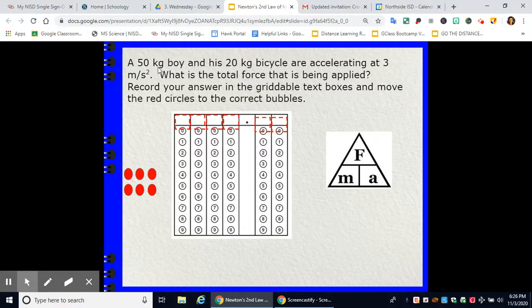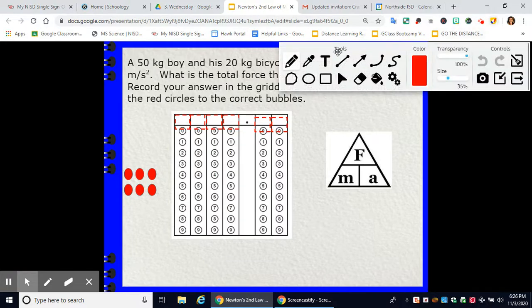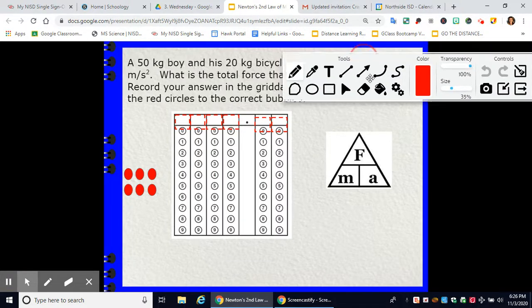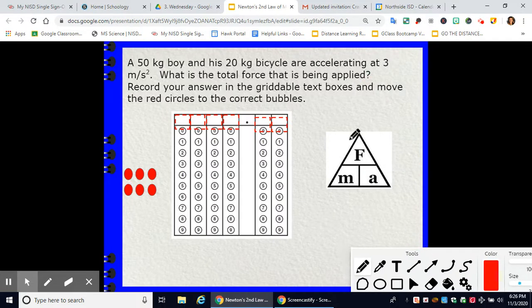A boy, 50 kilograms, and his 20 kilogram bicycle are accelerating at 3 meters per second squared. What is the total force that's being applied? Record your answer in the griddable, and then you would drag and drop the circles. So let's think about that. What are we asked to calculate? We are asked to calculate the net force. That's what we're trying to solve.